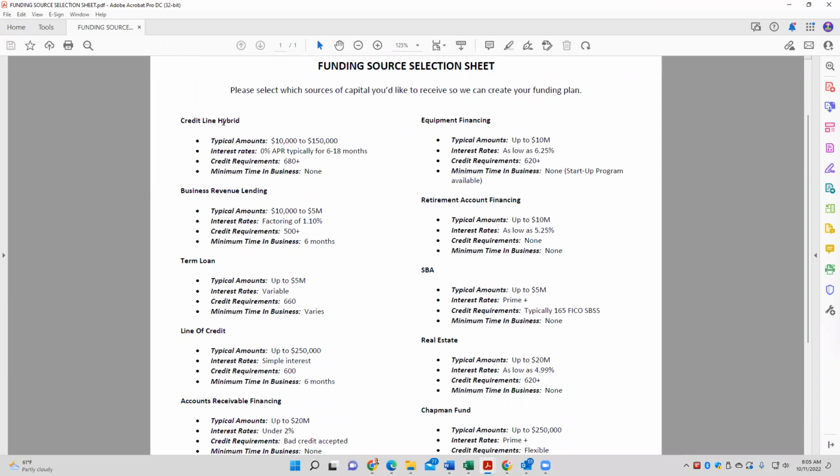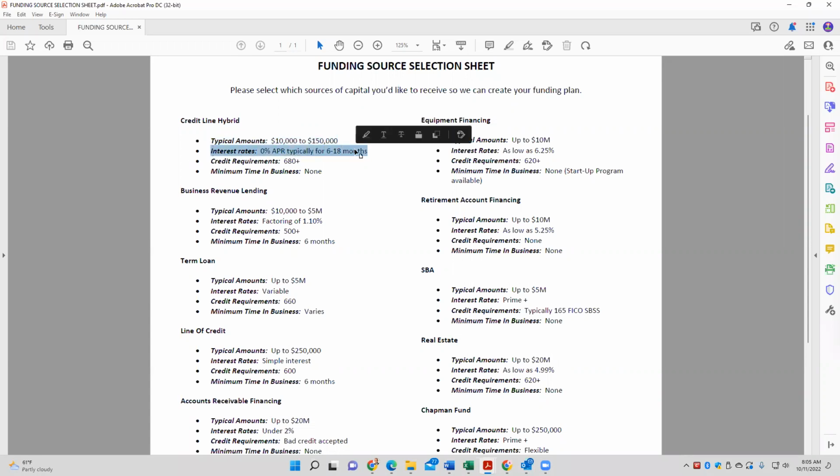So we have credit line hybrid. First thing that we want the prospect to know is the dollar range. So this is not going to generate $1 million of funding. It won't. It's normally from a low end of 10 to a high end of about 150,000. We've seen it go above 150,000 a time or two, but that's the normal range. And then a lot of times they'll want to know, well, what's the interest rate? How much is this going to cost me?